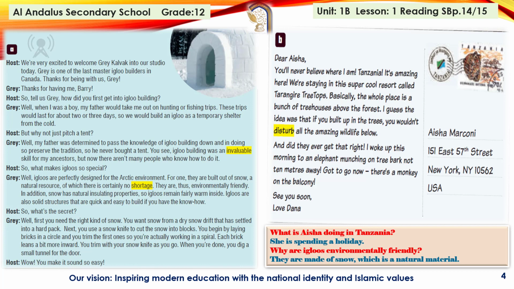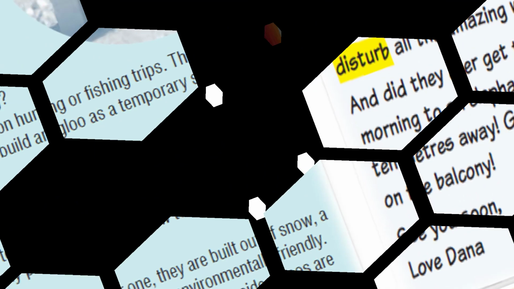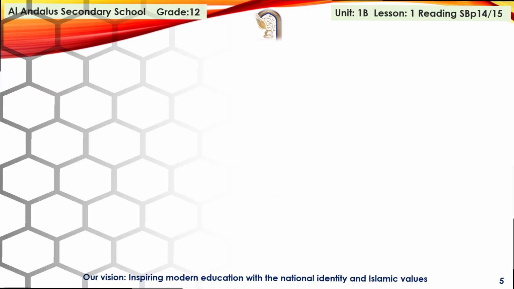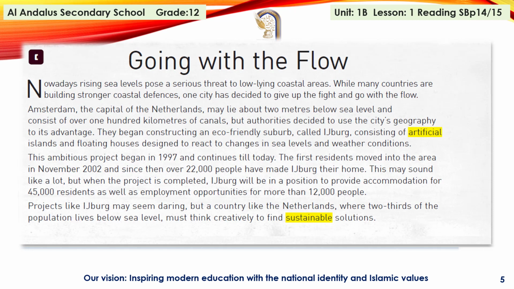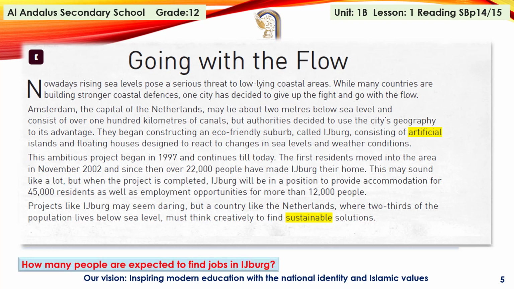Now we move on to deal with texts C and D. If we move on to text C, I'd like you to answer this question. How many people are expected to find jobs in Edinburgh? Yes, this is the relevant answer. Thank you for your effort. 12,000 people are expected to get jobs there.